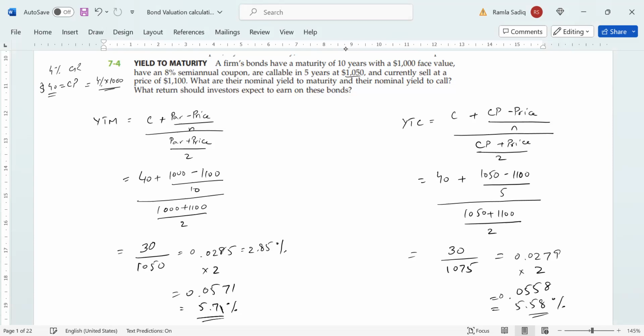Now, in this particular case, what you need to remember is that what return investors should expect to earn on these bonds is entirely dependent upon market conditions. And so if interest rates within the market decrease, the company can reissue debt at a lower rate. They will call the bond at 5 years. If however interest rates within the market tend to rise, then the company will not call the bond and the investor will be able to generate their yield to maturity.